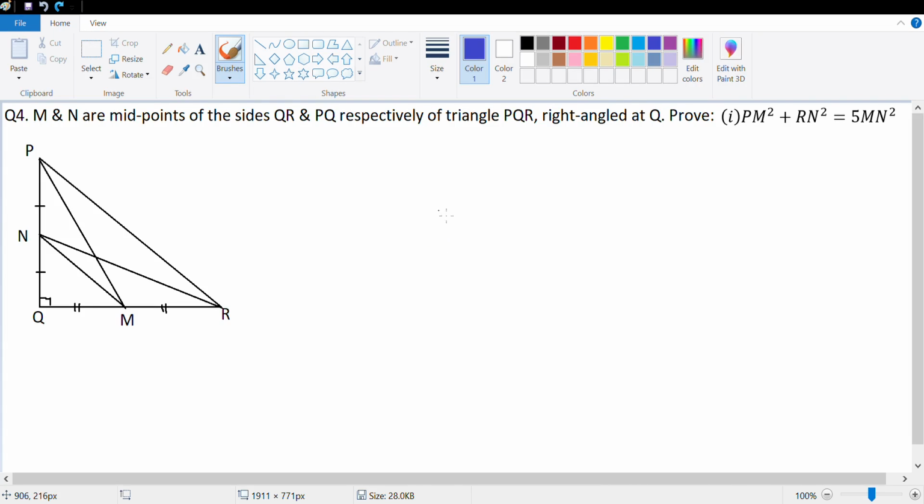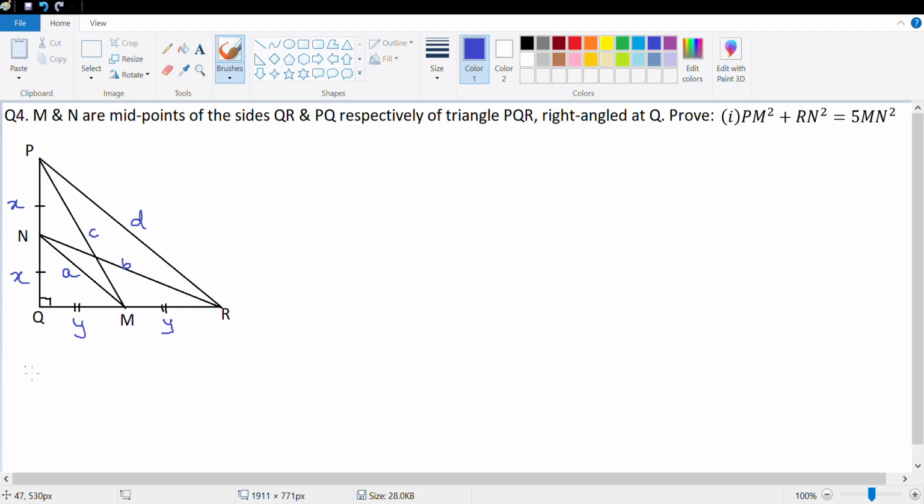Hi guys, in the previous video we talked about one method of solving this kind of question. Let's look at the algebra method which I talked about. So let's look at the question. It says M and N are midpoints, which means PN and NQ are equal, let them be equal to X. Similarly, QM and MR are equal, let them be equal to Y. And let's take the remaining sides as A, B, C and D.